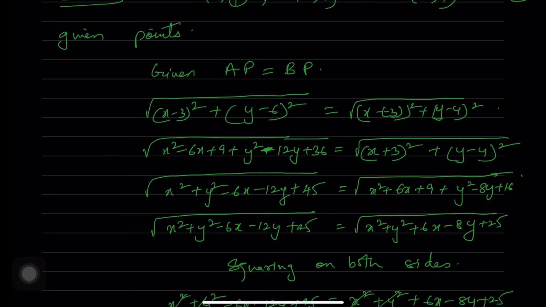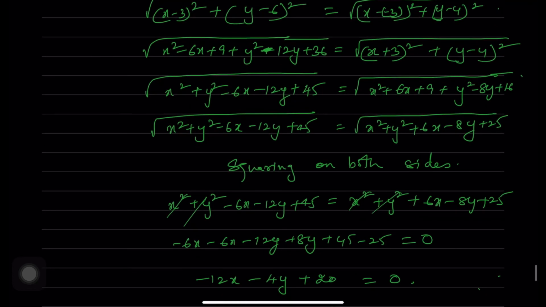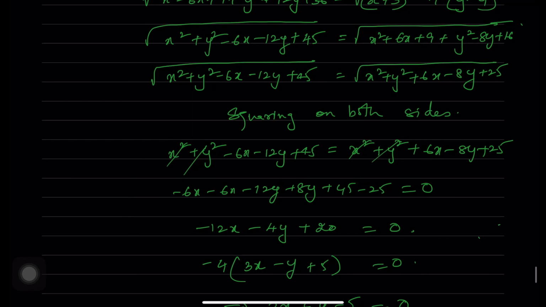So when you are expanding it under root, you are getting x square minus 6x plus 9 plus y square minus 12y plus 36, which is equal to under root of (x plus 3) whole square plus (y minus 4) whole square. So under root of x square plus y square minus 6x minus 12y plus 45 is equal to, you are getting here again, x square plus 6x plus 9 plus y square minus 8y plus 16. So now when you are squaring on both sides, on the left hand side and right hand side, both x square and y square are getting cancelled.